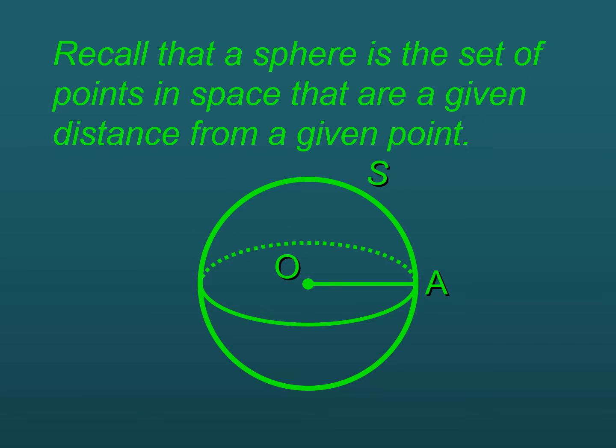A sphere is the set of all points that are a given distance from a given point, the center. So that would be right here, the center O. So the sphere would be all the points that are all the same distance from the center.